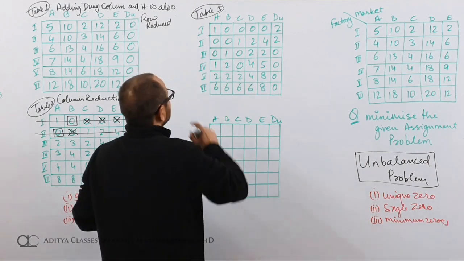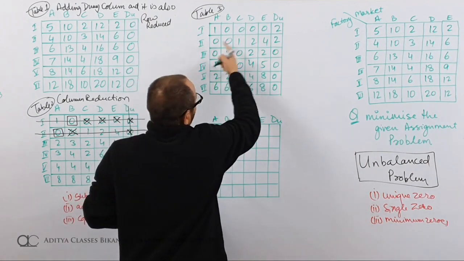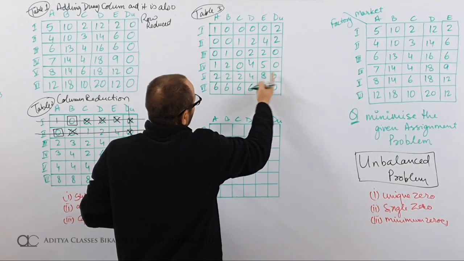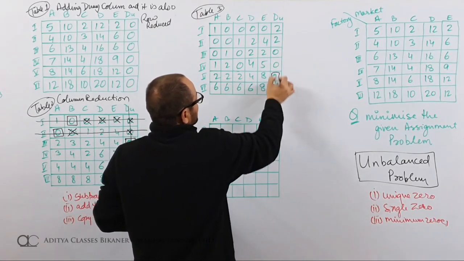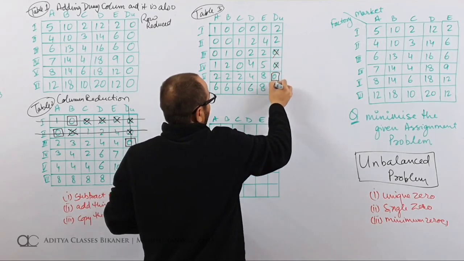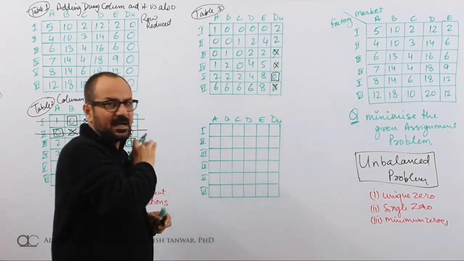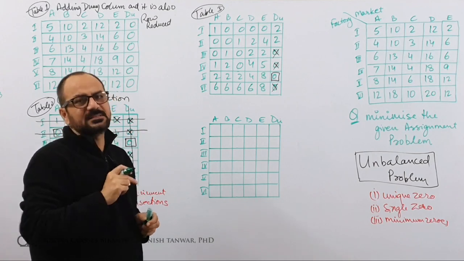What about single zeros? 4 zeros, 2 zeros, 3, 2. This is a single zero. If you get a single zero, make it unique. One assignment is done. I've scanned all rows and only one assignment has been made.